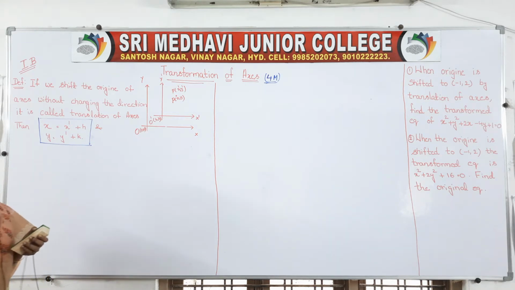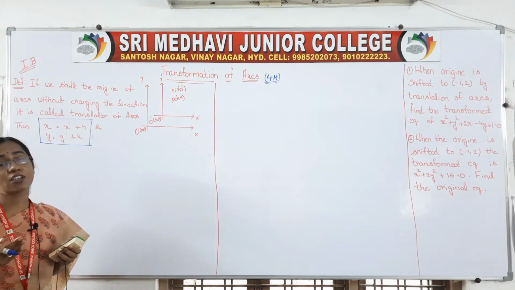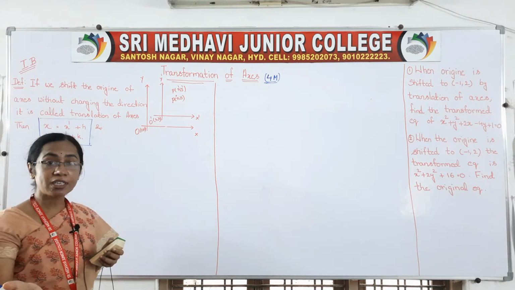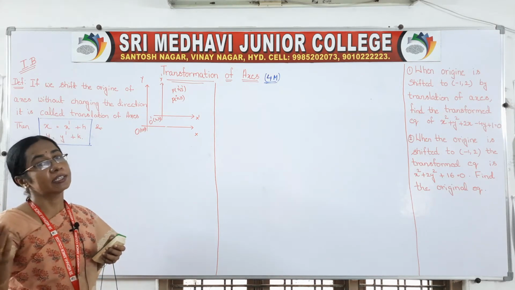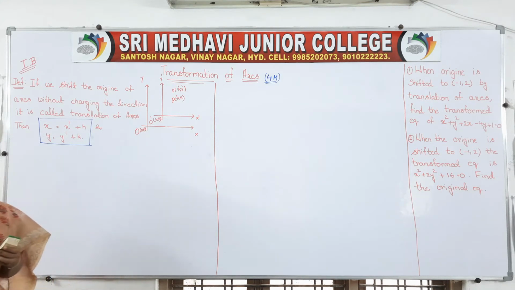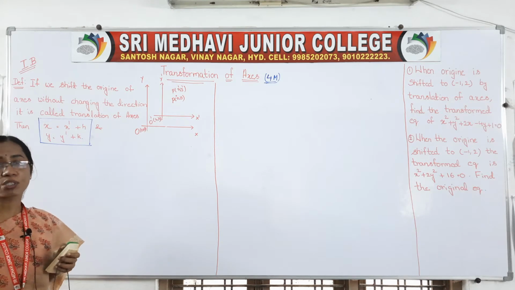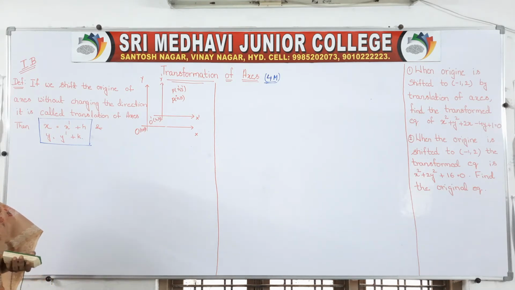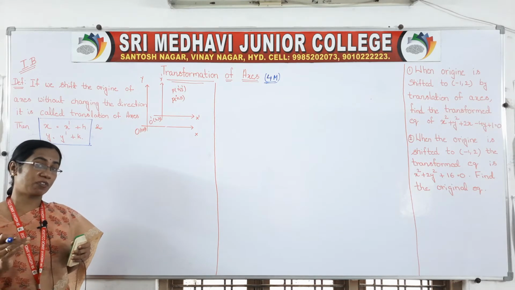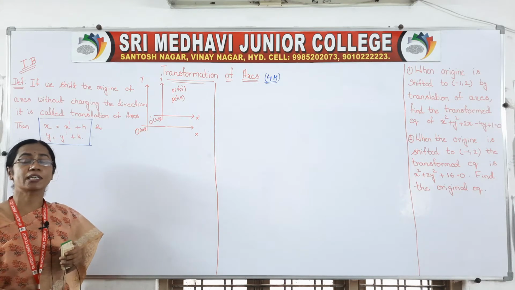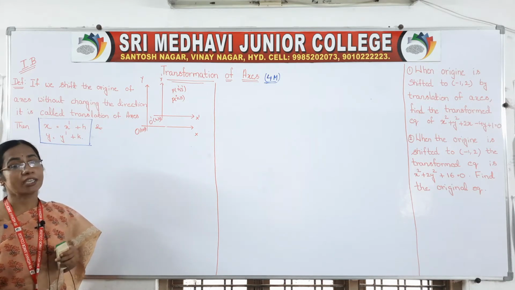Okay, so the equation before the translation is called the original equation. The equation after the translation is called the transformed equation. There will be a change in the x values, that's why it is called the transformed equation. The starting equation, before the translation, is the original equation. After the translation, that means after shifting the origin, it is called the transformed equation.